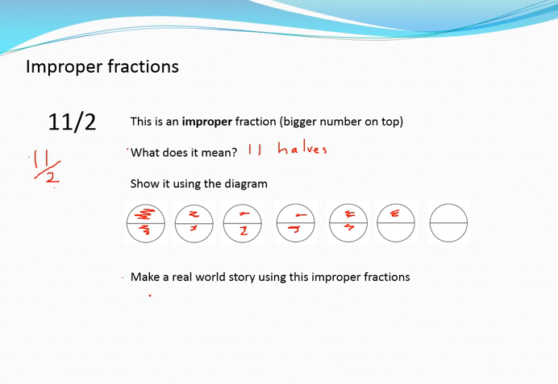In terms of a real-world story that uses improper fractions, commonly we can have 11 half games. A football player might do 11 half games in a season. He might be a player who plays off the bench. Or as a worker, I could say, look, I worked 11 half days last month. So they're not that commonly used, but anyway, they do exist.